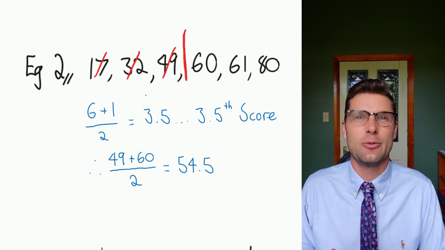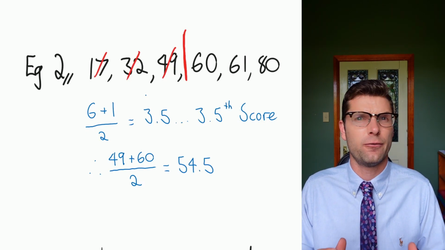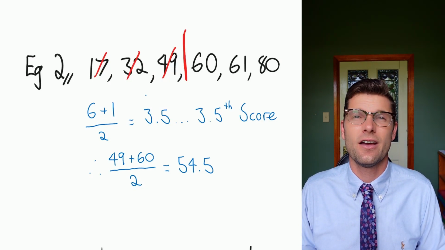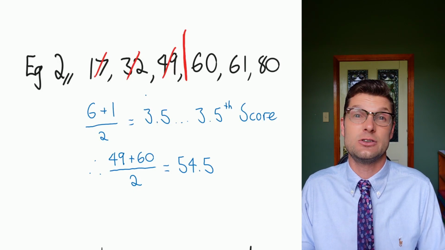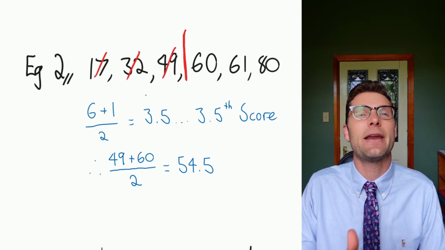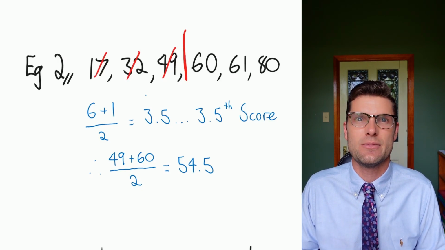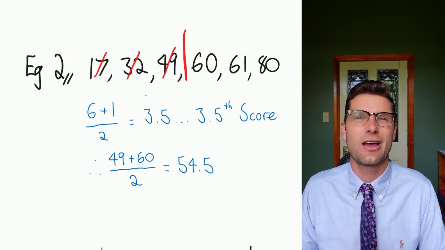So I know it can be a little bit hard because we've got two different kind of fractions going on at the same time, but you can just use the crossout method if you want. But the first thing that we're doing, that first fraction, is telling us how many to cross off. And the second fraction is just splitting the two middle numbers. As long as you got that in your mind, you're going to be fine.